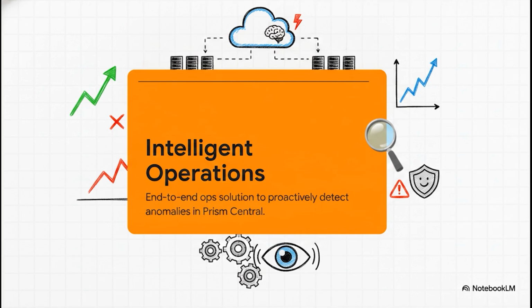It empowers you to proactively detect performance anomalies rather than constantly reacting to user complaints about slow VMs or firefighting random outages at 2 a.m. You're essentially leveraging machine learning to learn your environment's normal heartbeat. That way, you're alerted the exact second it skips a beat.